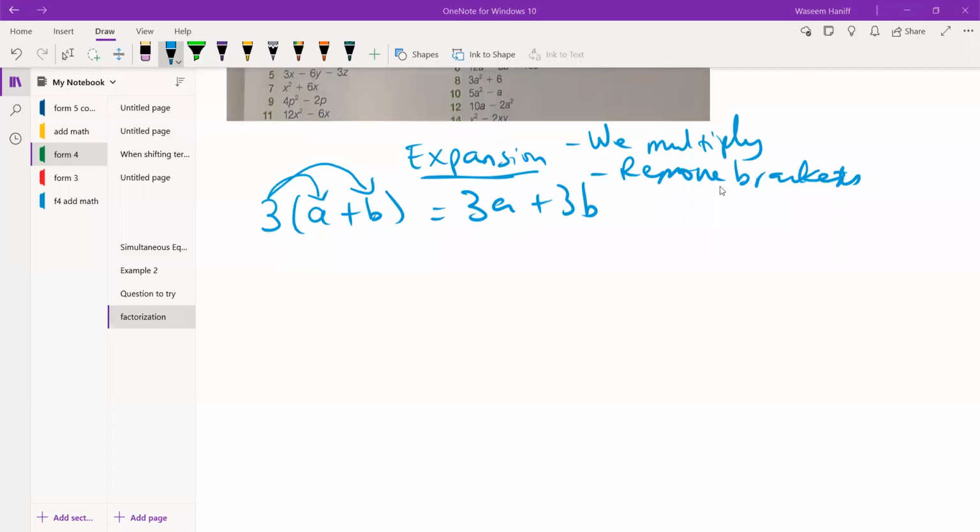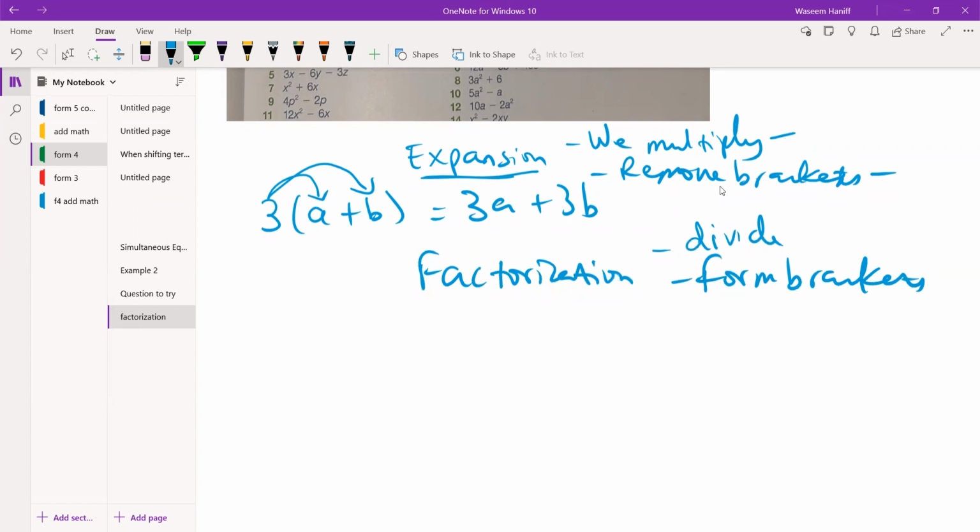Good. So expansion, right? In order to expand something, you multiply and you remove brackets, right? That is pretty simple, right? So factorization now is the opposite of expansion. So when you factorize something, we're going to divide and form brackets.